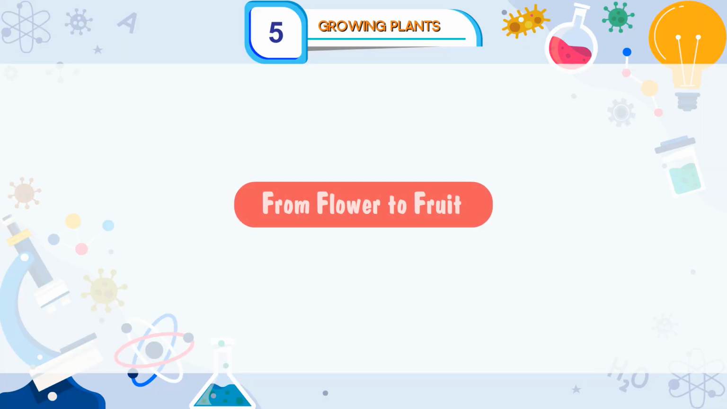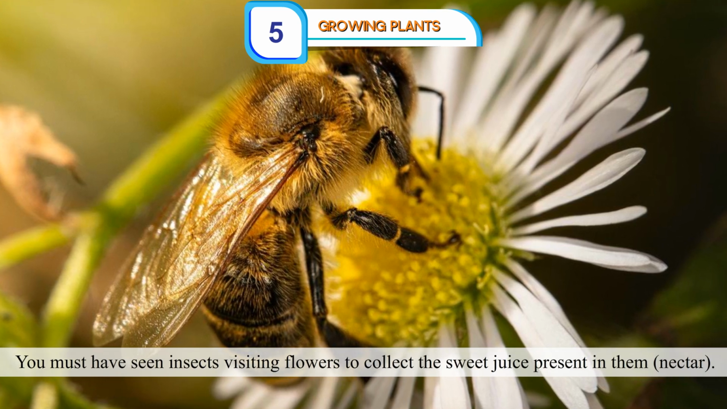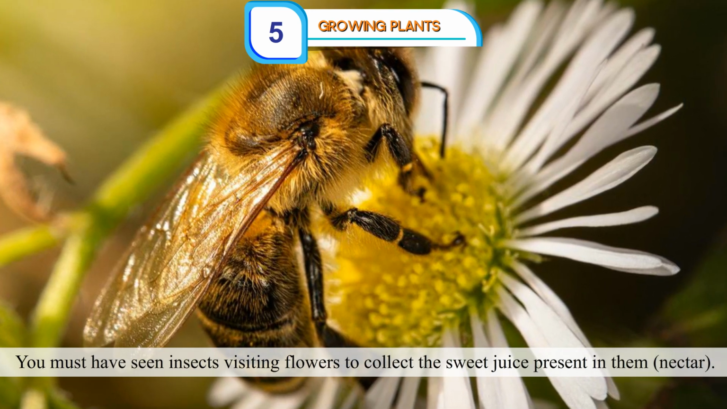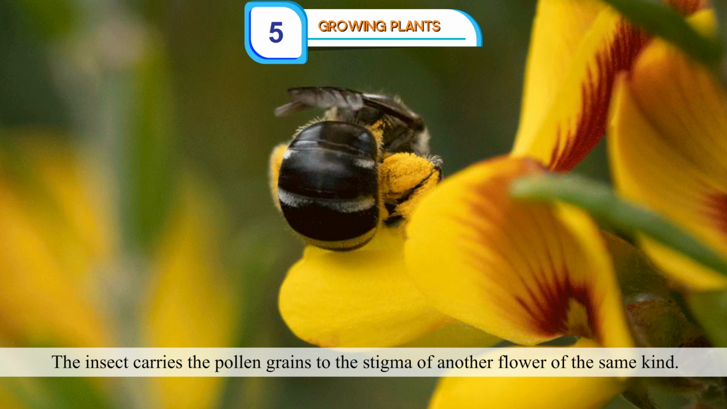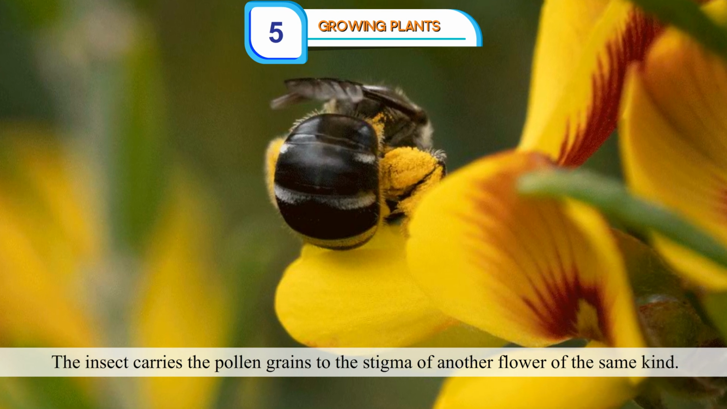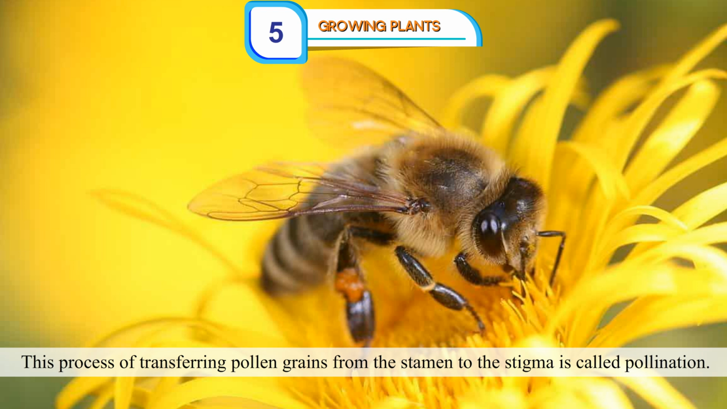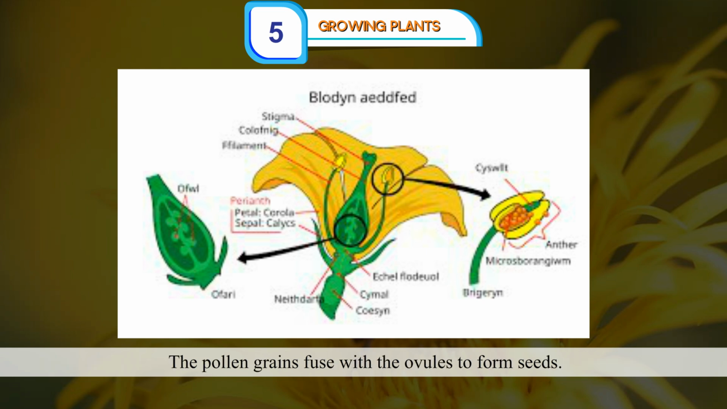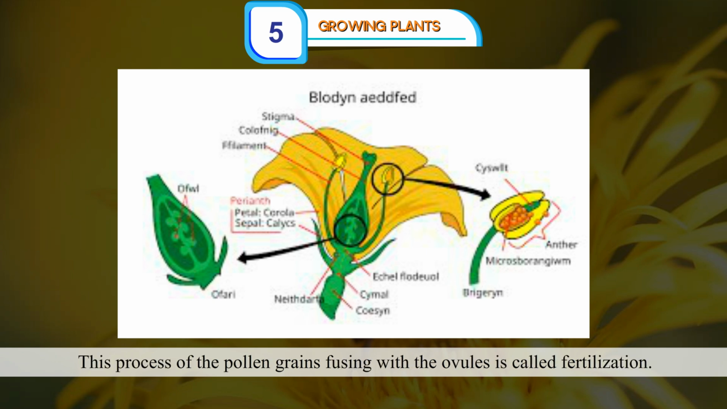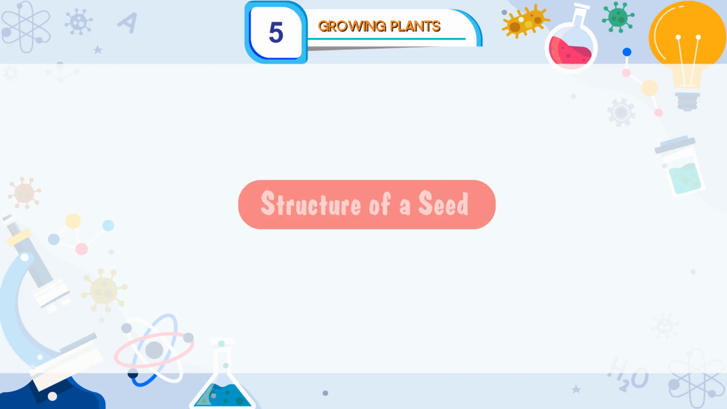From flower to fruit. You must have seen insects visiting flowers to collect the sweet juice present in them, nectar. When an insect sits on a flower, some of the pollen grains stick to it. The insect carries the pollen grains to the stigma of another flower of the same kind. This process of transferring pollen grains from the stamen to the stigma is called pollination. The pollen grains grow a tube that moves from the stigma through the style to reach the ovary. The pollen grains fuse with the ovules to form seeds. This process of the pollen grains fusing with the ovules is called fertilization.